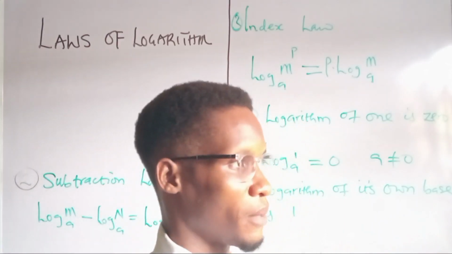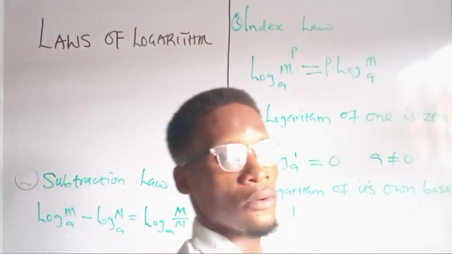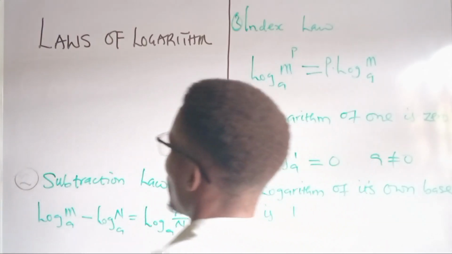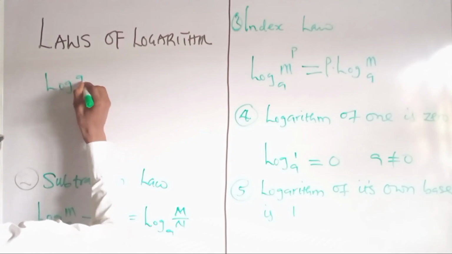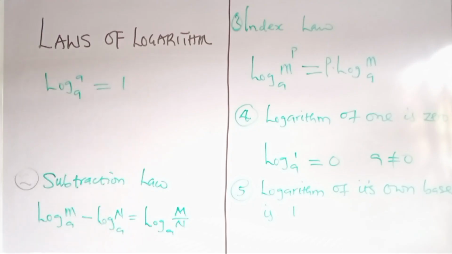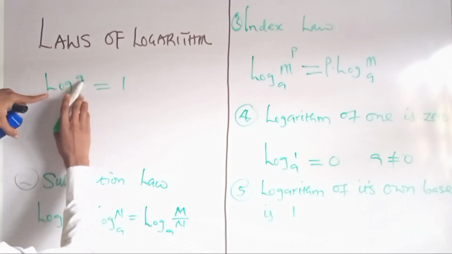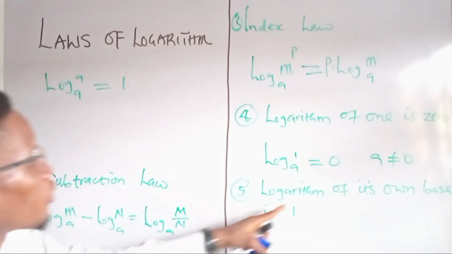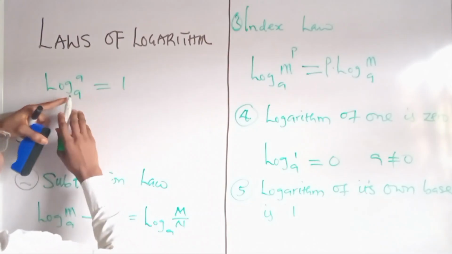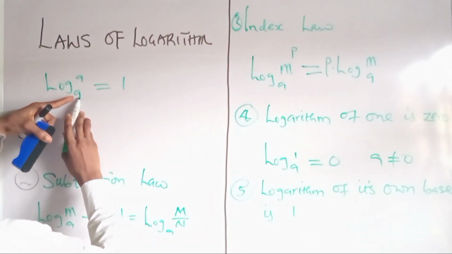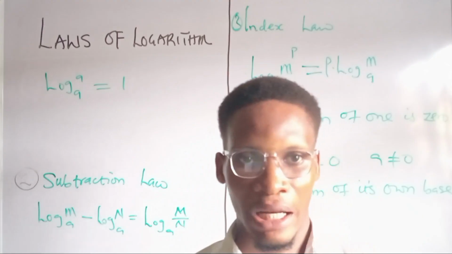When I solved an example under index form, there's a place where I applied this law. So this law says when you have log of a to base a, it is equal to 1. That is, logarithm of a to its own base is 1. Let's look at this to know whether we actually got this.